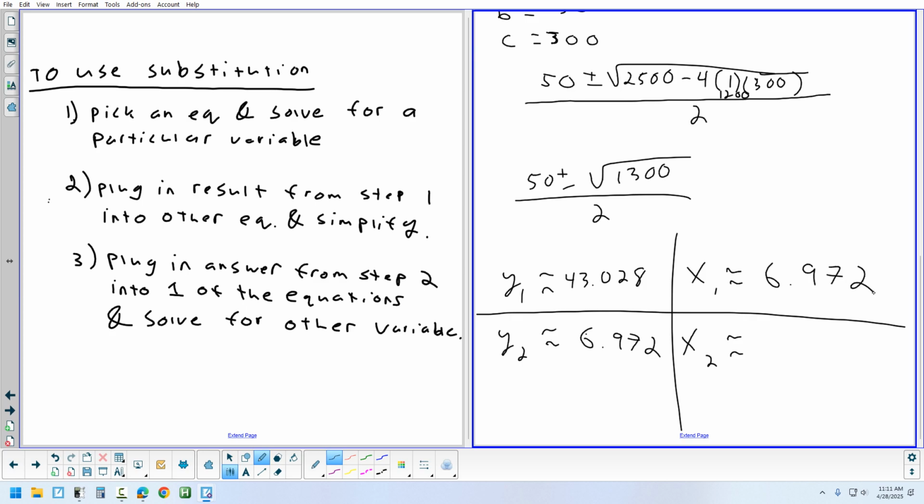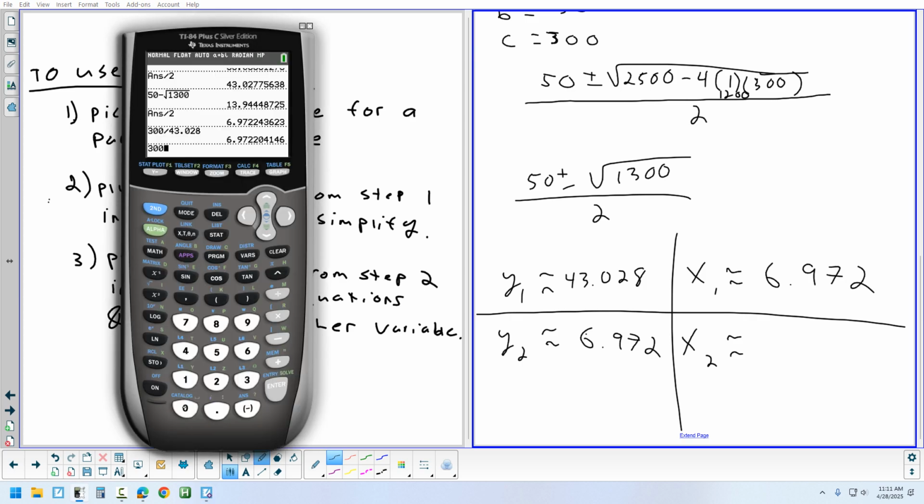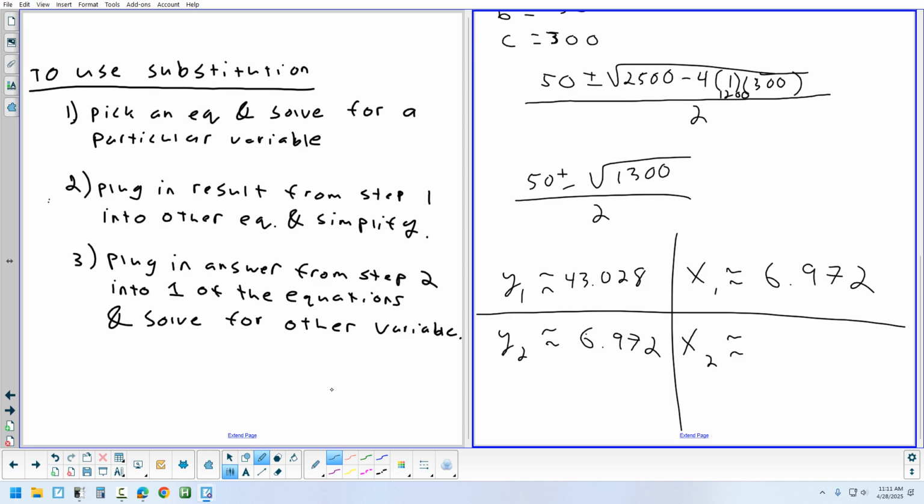And now do it again. Take 300 and divide by Y, 6.972. And I get 43 point, well, because of rounding, it's 0.29. But if it was exact, it would have been 0.28. I'm just going to put in parentheses, if you had done it exact, it would have been 0.028.